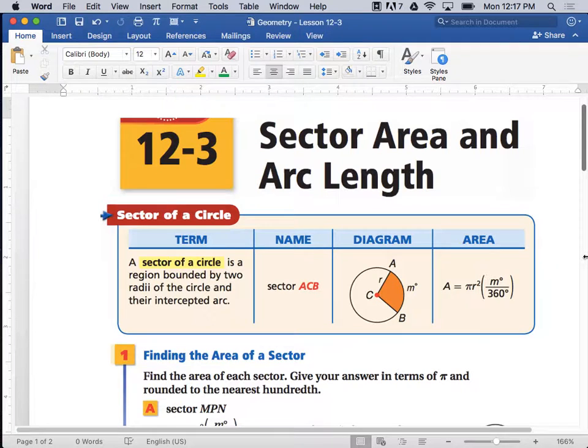What is a sector? It's like an area. If this is a circle, then the sector is the area of this. It's like the area of a pizza slice. Alright, that's a sector. Actually, the sector is just this piece.